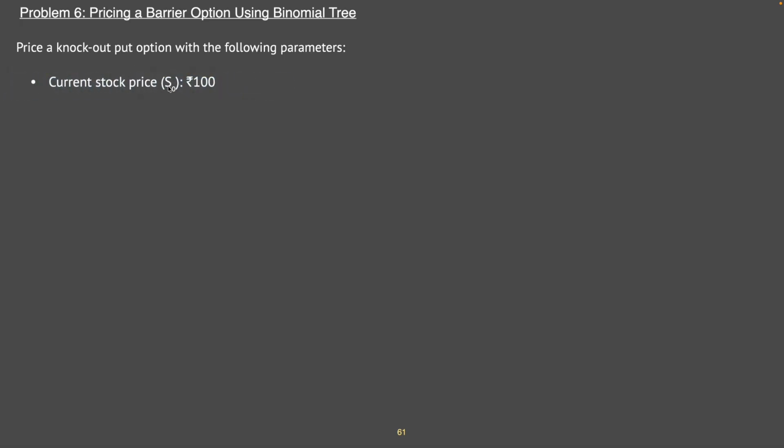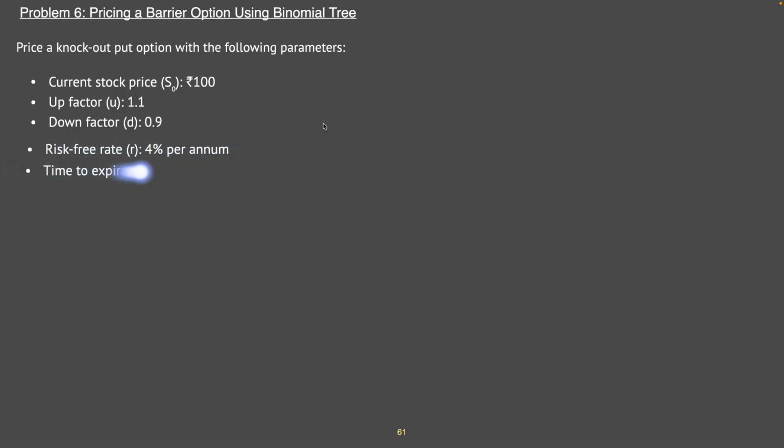So the current stock price is 100, up factor is 1.1, down factor is 0.9, risk-free interest rate is 4% per annum, and time to expiration is 1 year. And the number of periods is 2, and the strike price K is 95.